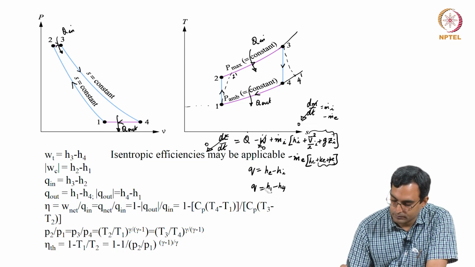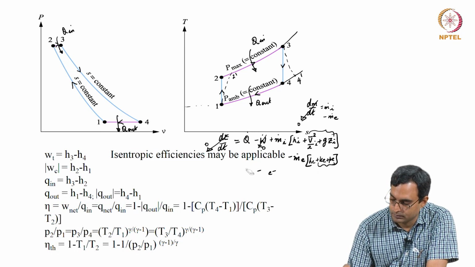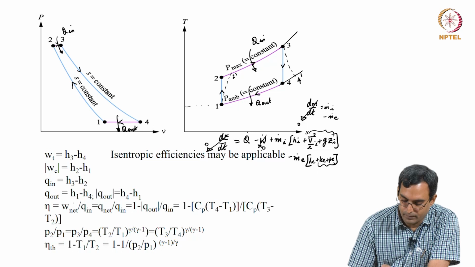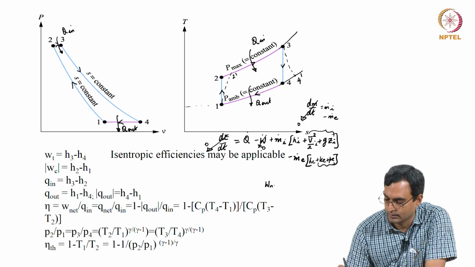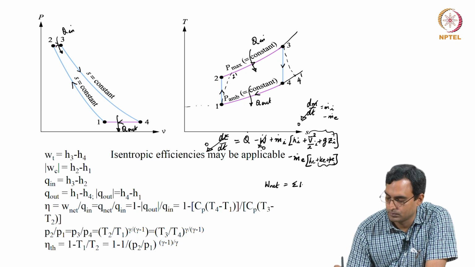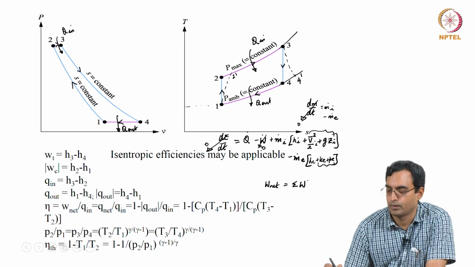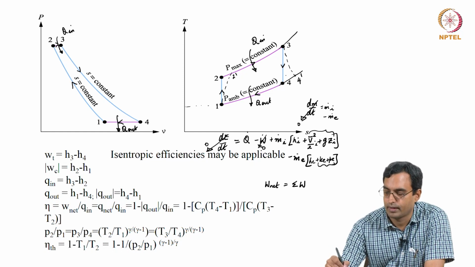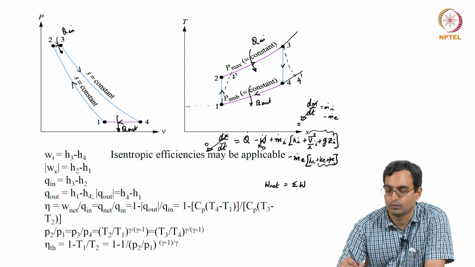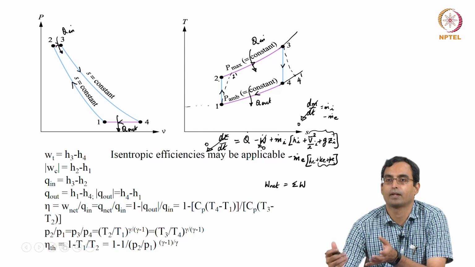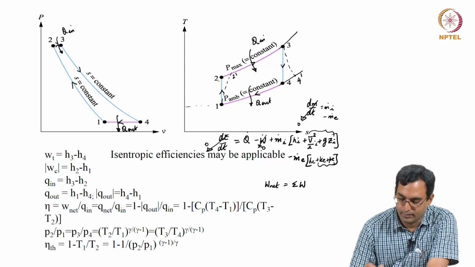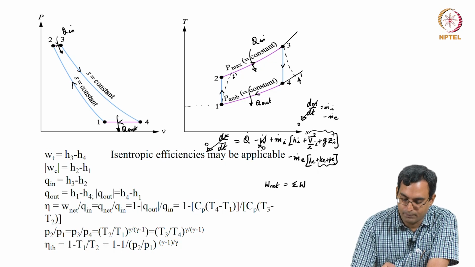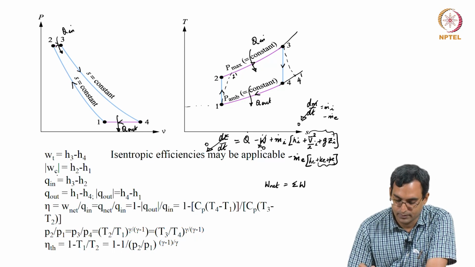So, W net is essentially sigma W, which is work in 3 to 4 plus work in 1 to 2. This would be positive, this would be negative. It would come out as a difference of two quantities. Since we know that already, we can write it as essentially Wt minus mod of Wc.